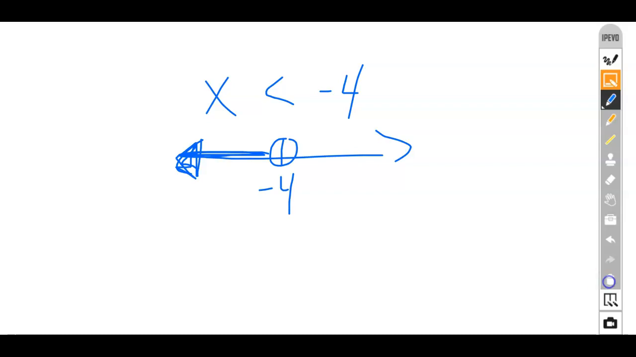Okay, we've got some word problems. Actually, I'll let you guys try this one. We'll go m over negative 4 plus 2 is less than or equal to negative 6. Go ahead.